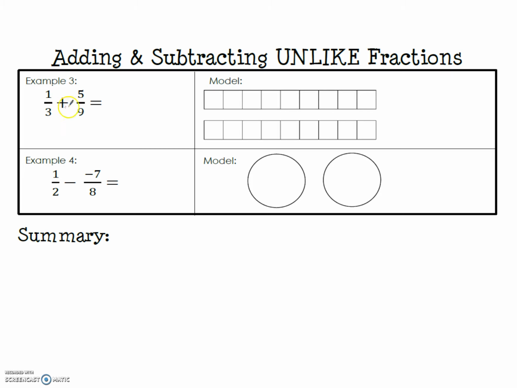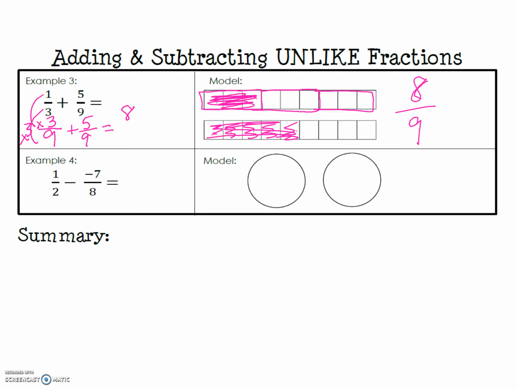Now let's look at what we do when we have an uncommon denominator. So if we look at 1/3 and 5/9, we can model this by breaking this into thirds. So we have 1/3, and then we have 5/9. So really you're going to look at how many ninths do you have altogether. We have 1, 2, 3, 4, 5, 6, 7, 8. So we have 8 ninths altogether.